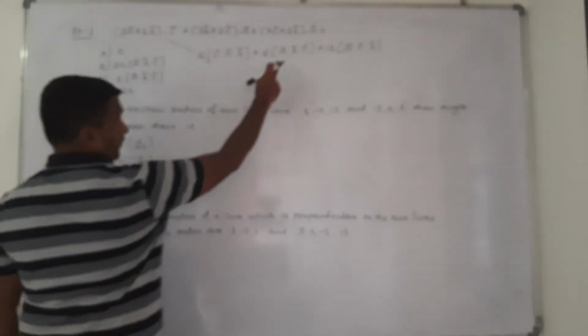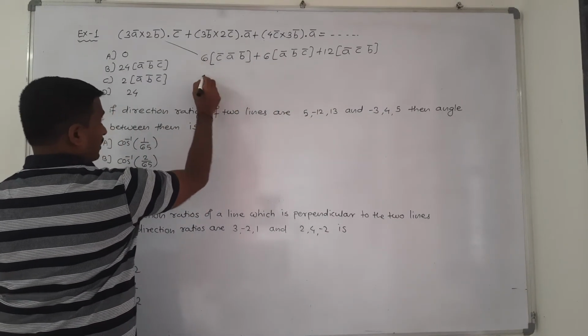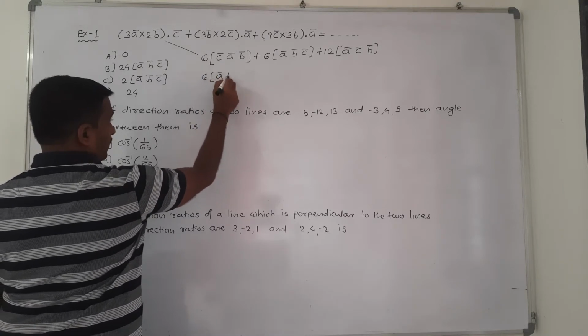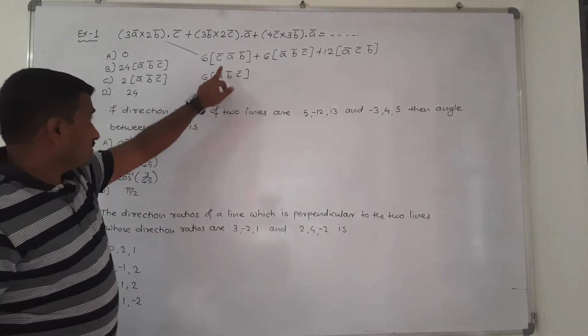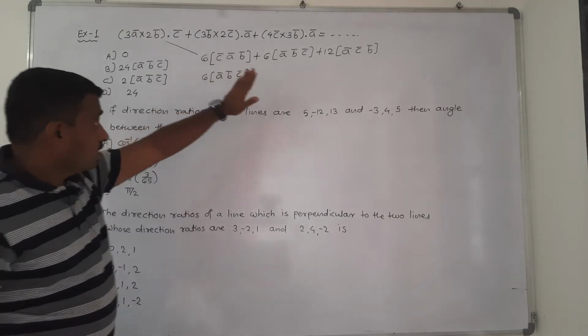Now I write in terms of a bar, b bar and c bar format. Middle is already a bar, b bar, c bar. Now I write a cyclic change. Therefore I write 6 times a bar, b bar and c bar. This is cyclic change. Value does not change. Cyclic change: a bar will first get b bar second and c bar last. That is cyclic change.